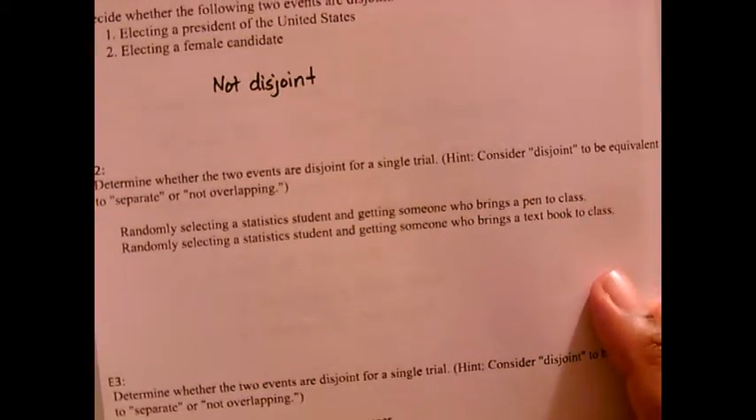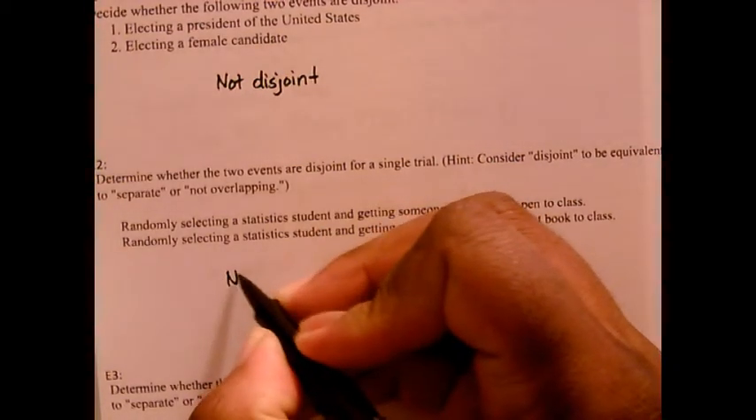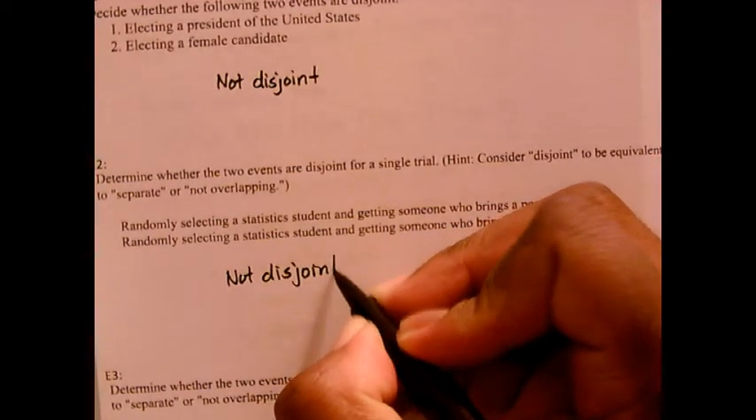Alright, example 2. Determine whether the two events are disjoint for a single trial, where you have randomly selecting a statistics student and getting someone who brings a pen to class, and then randomly selecting a statistics student and getting someone who brings a textbook to class. Those are not disjoint, because it is possible to select a statistics student who brings a pen to class and brings a textbook to class as well. So this is also not disjoint.